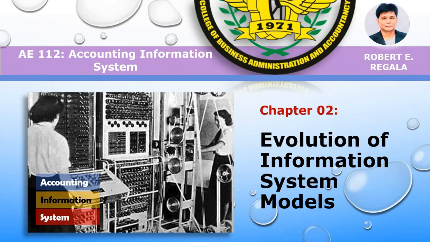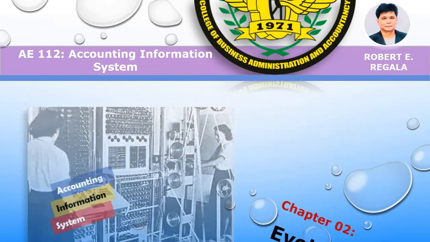Shown on the slide are operators working on the computer, Colossus. The Colossus was the first electronic programmable computer developed by Tommy Flowers and was first demonstrated in December 1943. The Colossus was created to help the British code breakers read encrypted German messages during World War II.